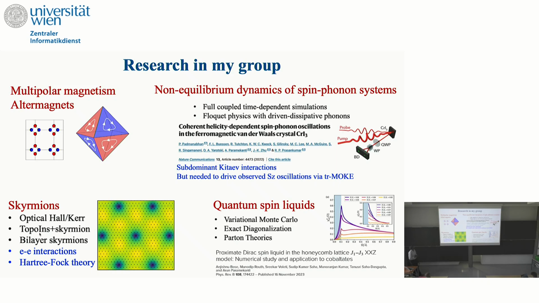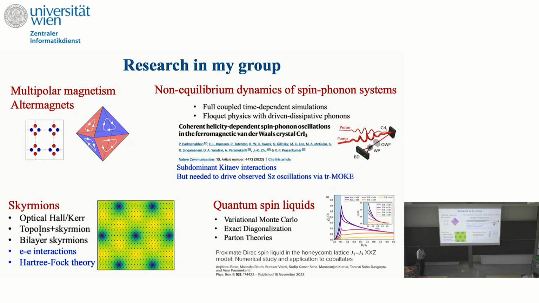Just to introduce myself, the research in my group is on multipolar magnets and their connection to what people have been calling altermagnets. But other things that we've been working on in the group have been looking at non-equilibrium dynamics of spin-phonon coupled systems and multipolar phonon coupled systems. I'll touch upon this a little towards the end. Some of this work got started thinking about things like pump-probe experiments on these 2D van der Waals systems that Ginyat mentioned towards the end of his talk.